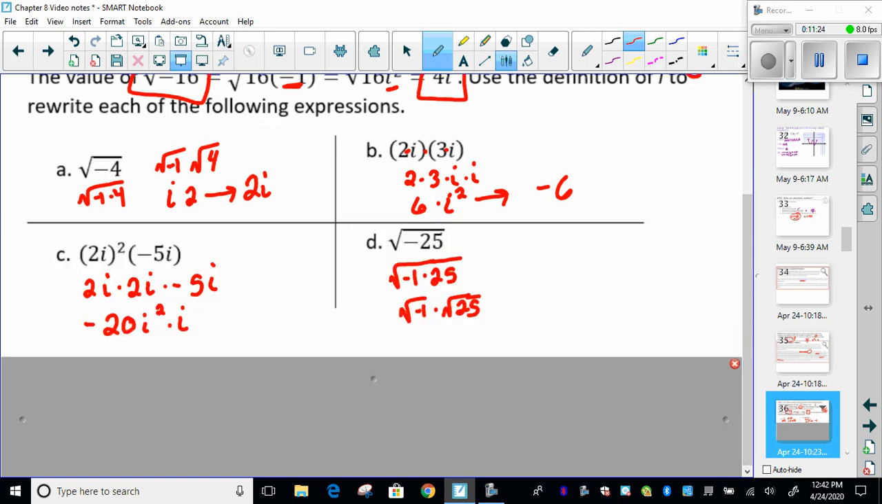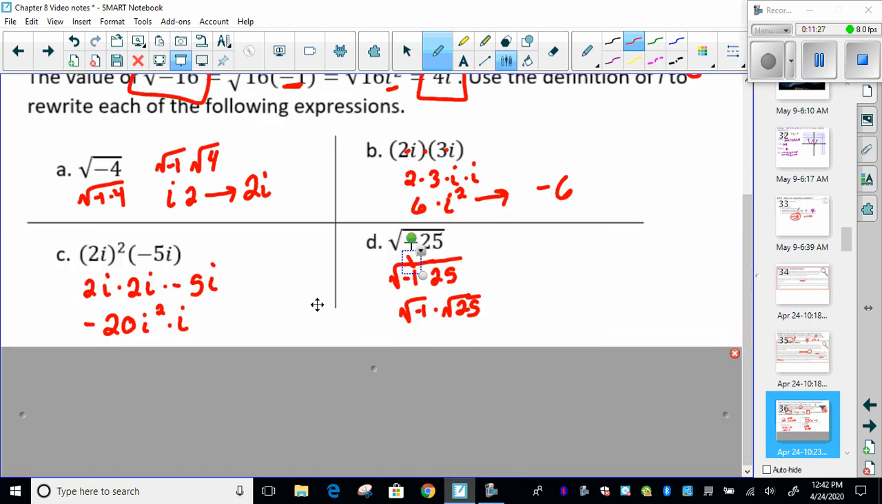Next, this last one is exactly the same as the one above was. So just simplifying this out, this is 5i.